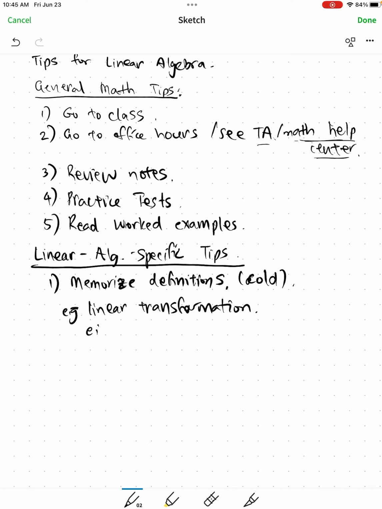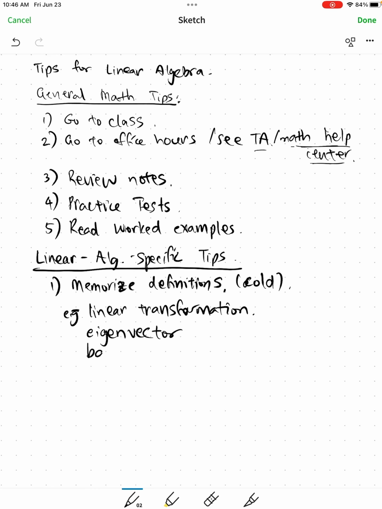Another example would be an eigenvector or a basis. An eigenvector for a matrix A is a vector v such that A times v is lambda times v for some scalar lambda. And the basis for a subspace, or basis of a vector space, is a set of vectors in the vector space that spans the space and that's linearly independent. And to understand what that means, you have to know what span means and you have to know what linearly independent means.